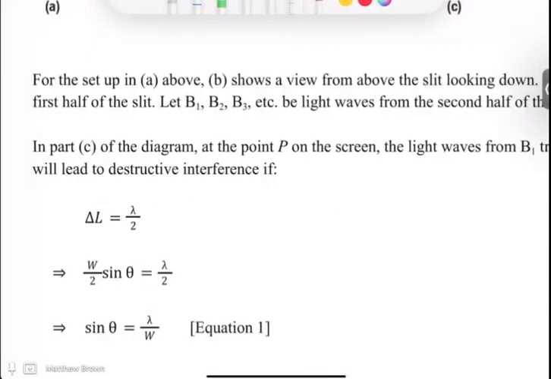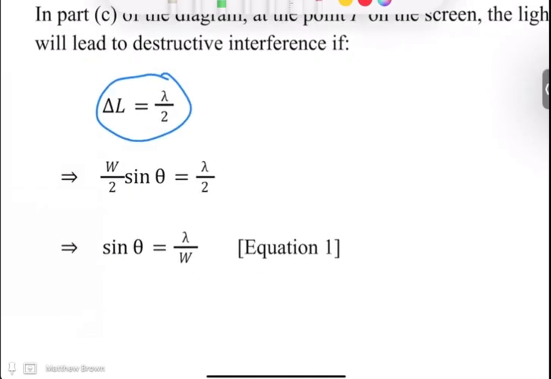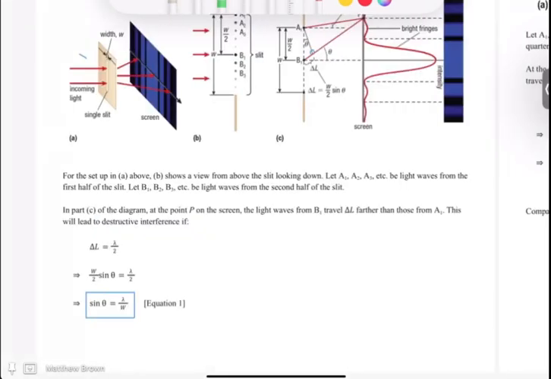So if we're going to have destructive interference, then delta L needs to be equal to whatever the wavelength is divided by 2, right? So that the waves coming from B have gone an extra half wavelength. Right now they're going to interfere destructively. And then we can replace delta L with that equation we just had up above, W over 2 sine theta. And then we can rearrange this so that we get sine theta is lambda over W, whatever the width of this opening is.